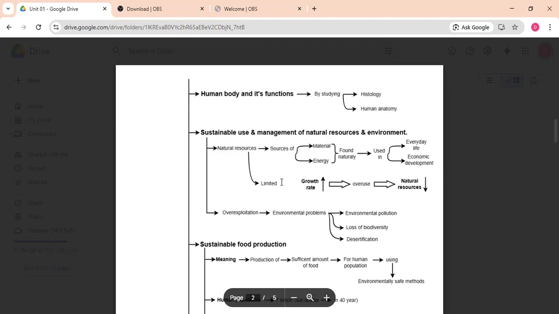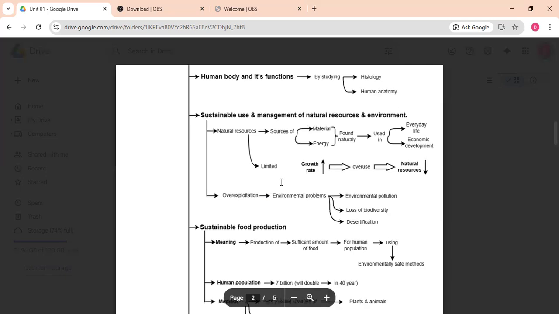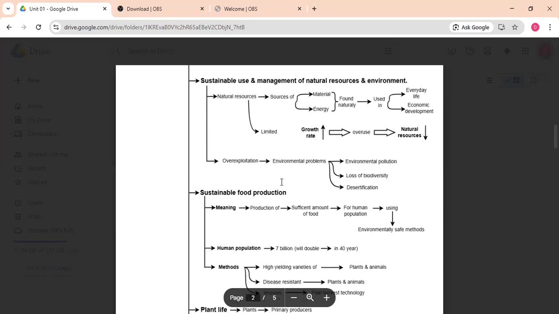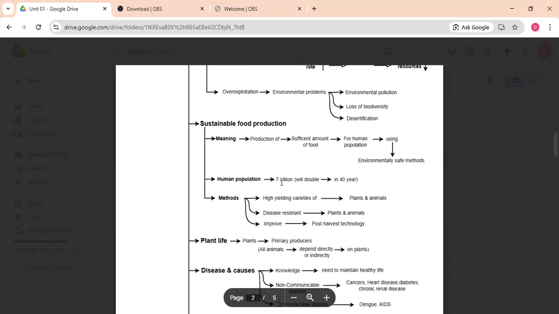Sustainable use and management of natural resources and environment. What are natural resources? The sources of material and energy found naturally, used in everyday life for economic development. So they are limited. Due to the increase of the growth rate, overuse happens, so the natural resources are depleted. Overexploitation will cause environmental problems like environmental pollution, loss of biodiversity and desertification.